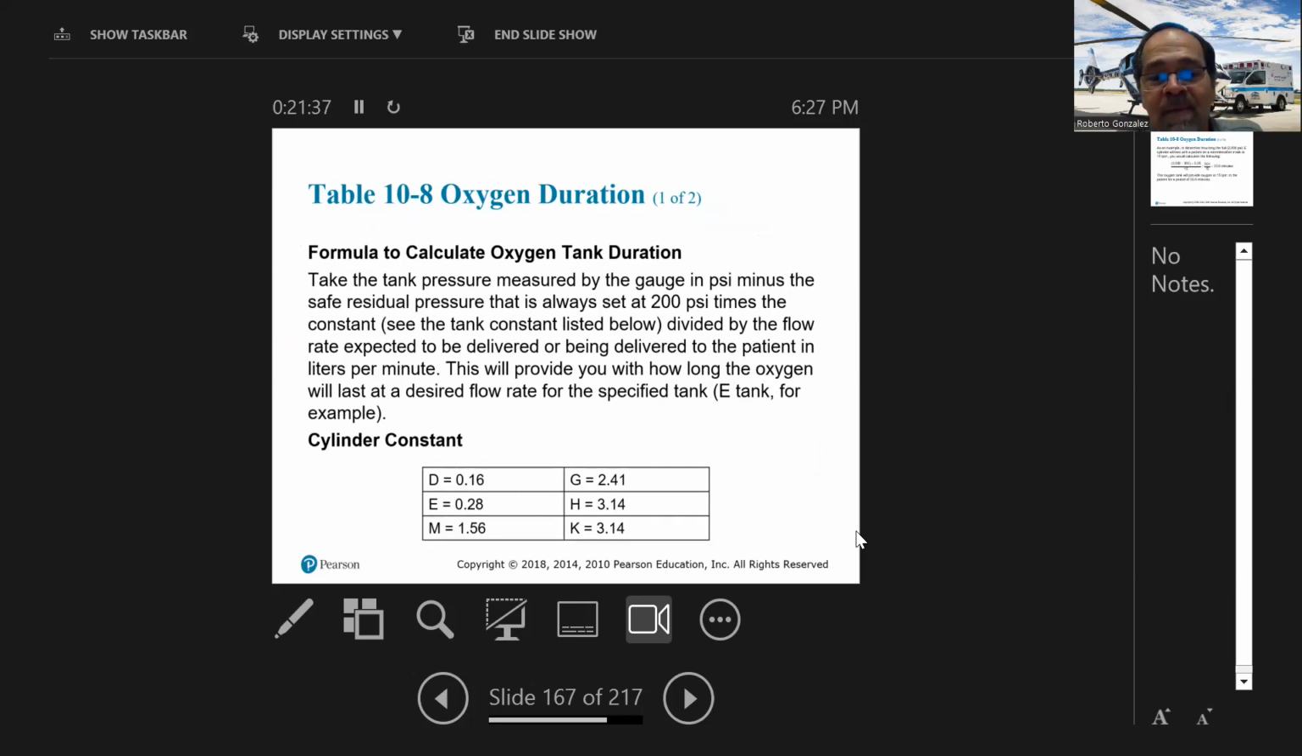It used to be taught a long time ago. When I took my basic level, we were taught this, but after that they stopped teaching it, and I don't know why. The only thing you have to memorize, or carry on a little paper, is D equals 0.16, G equals 2.41, E equals 0.28, H equals 214, and so on. So you memorize that or carry it so you can calculate it.